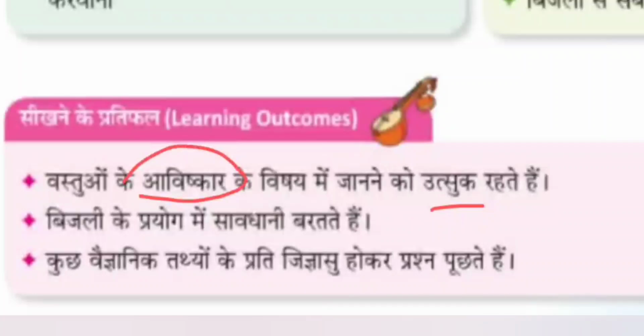बिजली के प्रयोग में सावधानी बरतते हैं. So when you are using the electricity, you have to be very cautious. The precautions have to be followed. बरतते means you have to follow those things.